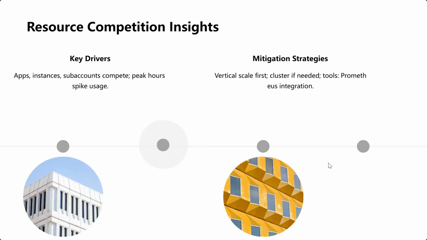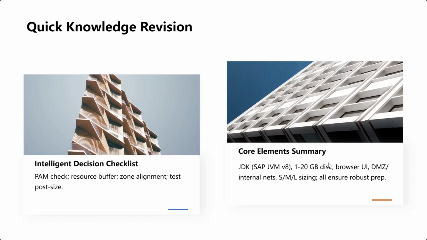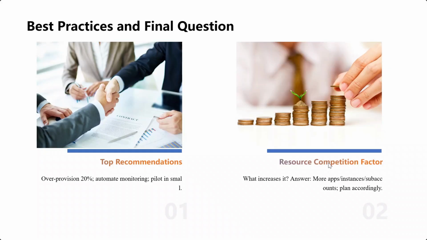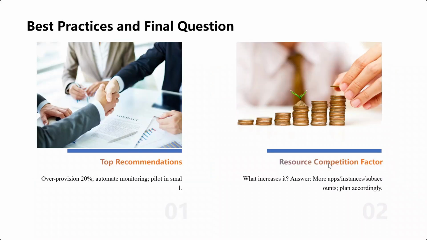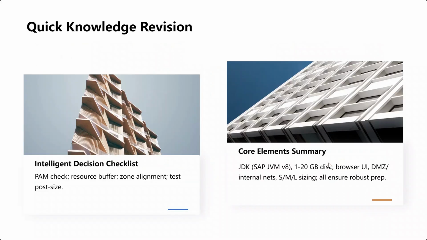Also remember, these are minimum configurations. If you connect more applications or users, you need more resources. Final random question: what factor increases resource competition in Cloud Connector? Expected answer: more applications, instances, and sub-accounts.